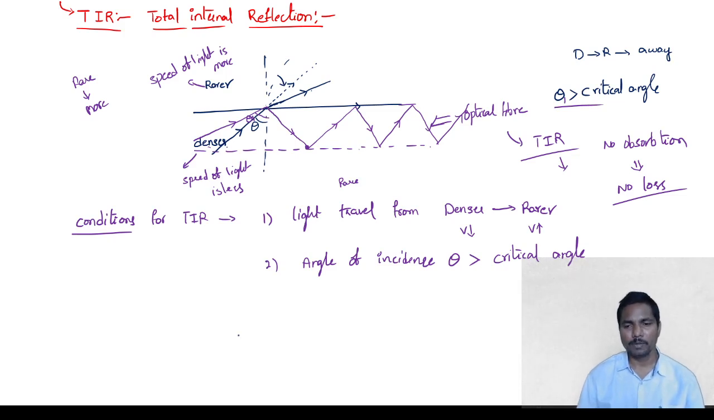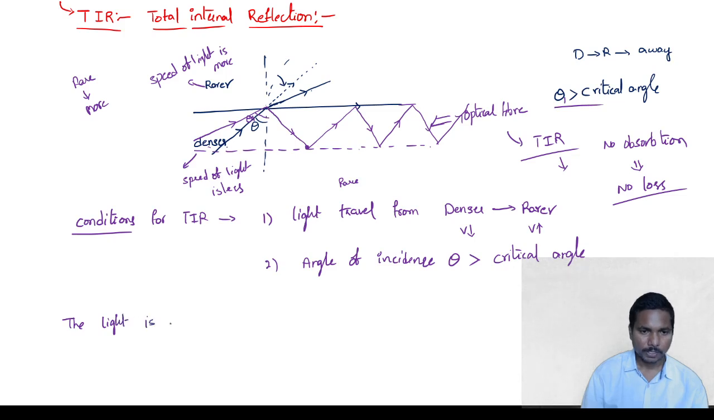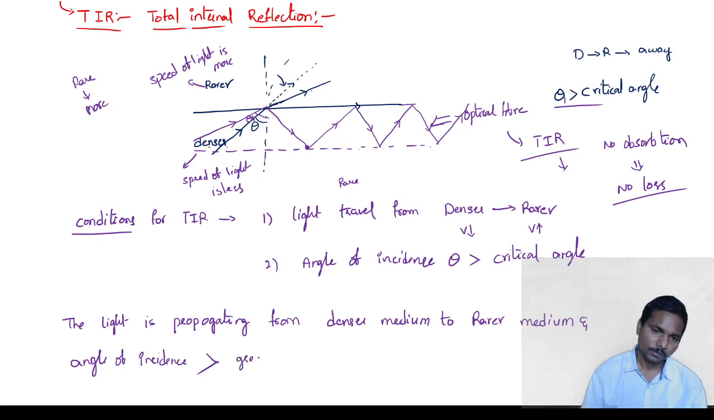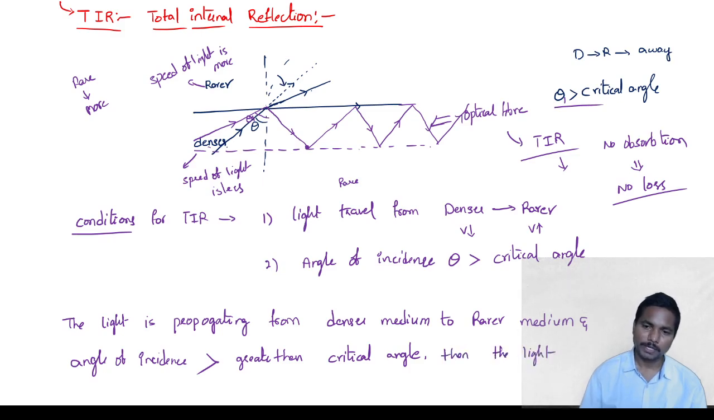Then only the light will be in reflection mode. So the light is propagated from denser medium to rarer medium, and the angle of incidence is greater than the critical angle. But then what will happen? Then the light is reflected back.